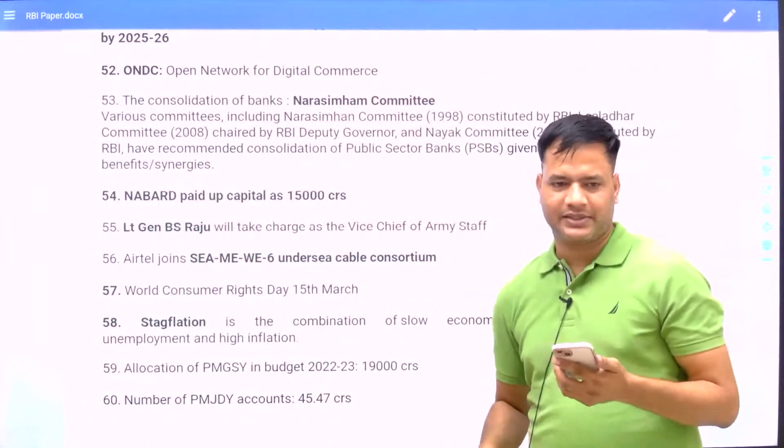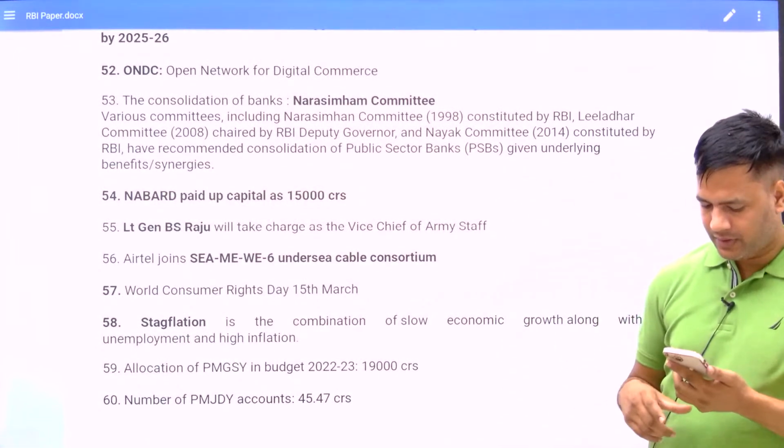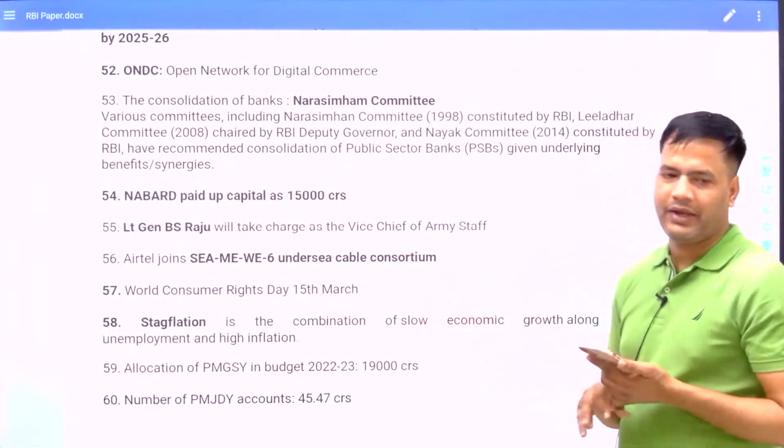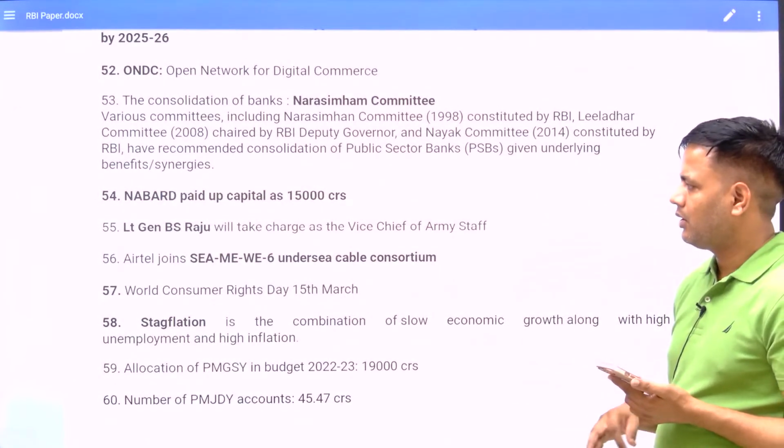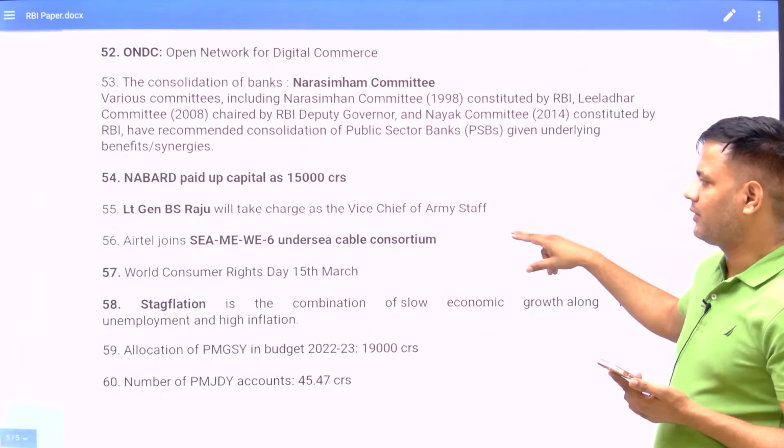NABARD paid up capital was asked. I don't think they asked authorized capital. I think they have asked the paid up capital. So it was 15,000 crore on 31st March 2021.